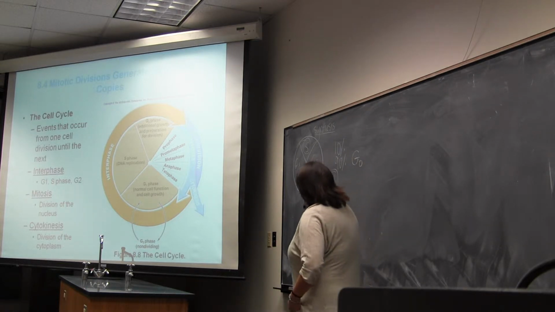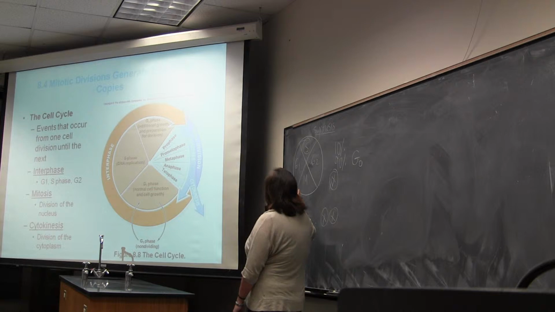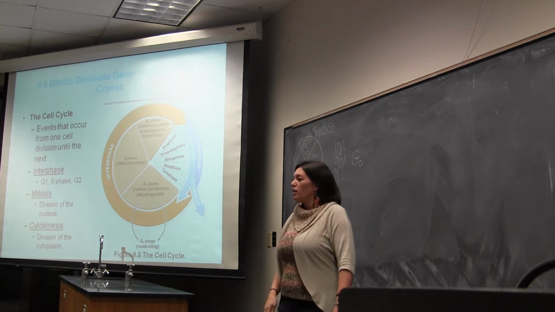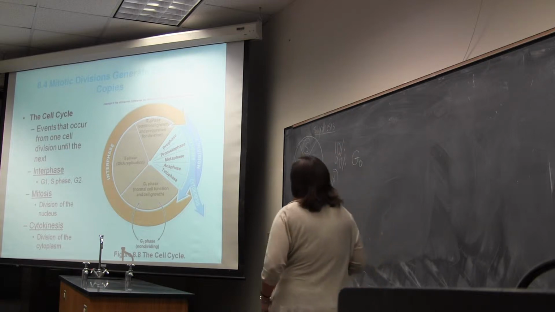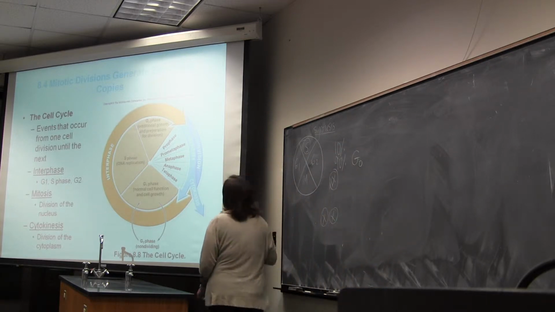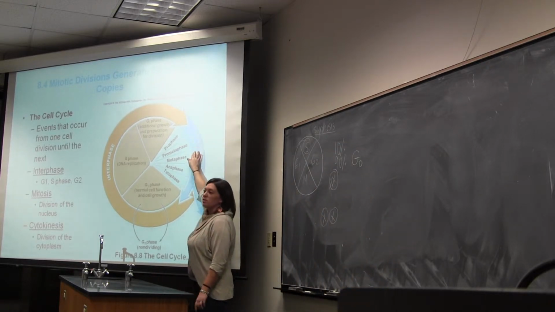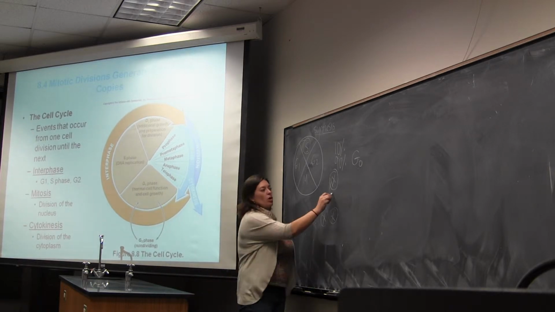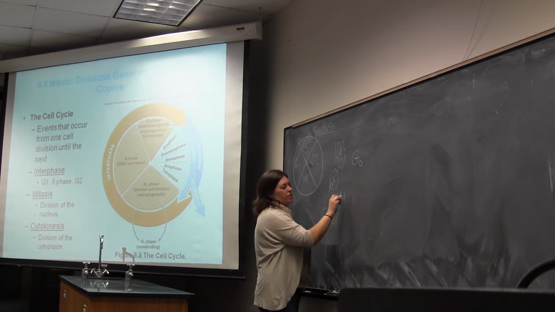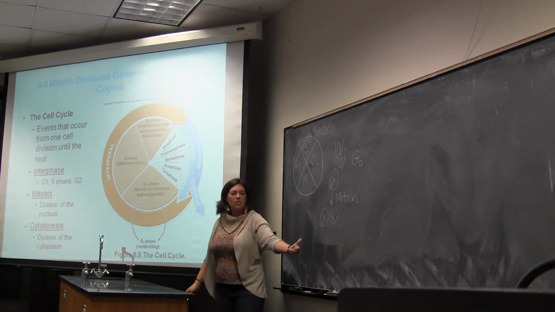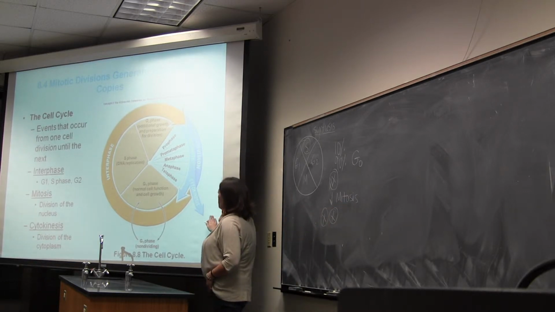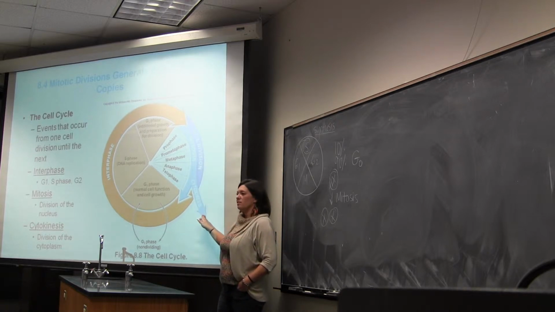And so one of the other more important phases of the cell cycle is M phase. Now M phase is going to be made up of two different processes. The first one is mitosis. Mitosis is the process of the actual cell division. And then mitosis is going to be quickly followed by a process called cytokinesis.